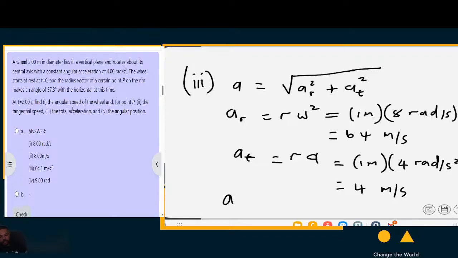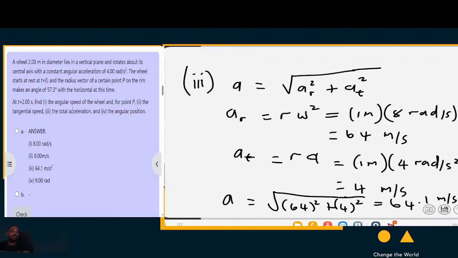Now to get a, the total, we need to find the square root of the sum of the squares of both of them. So it is 64 squared plus 4 squared, and the square root of that is 64.1 meters per second squared. That is the total acceleration, 64.1 meters per second squared.